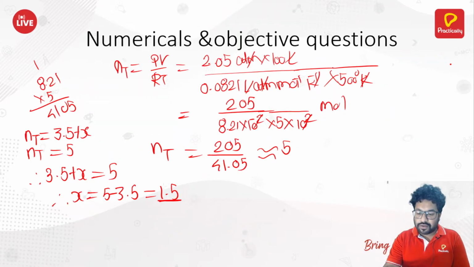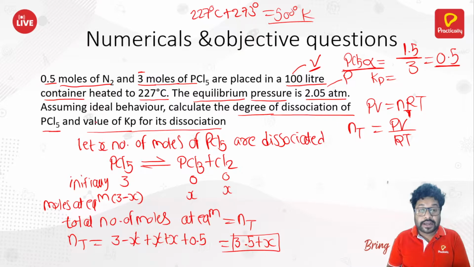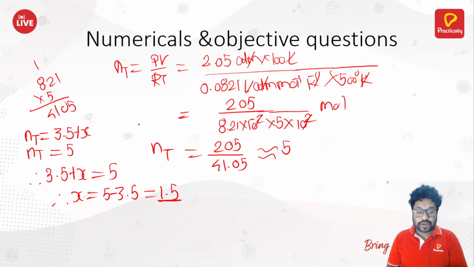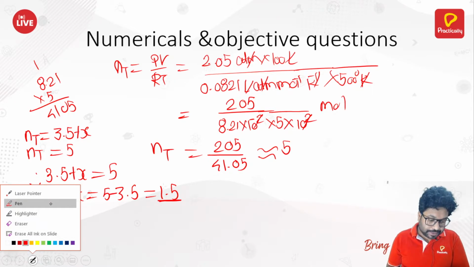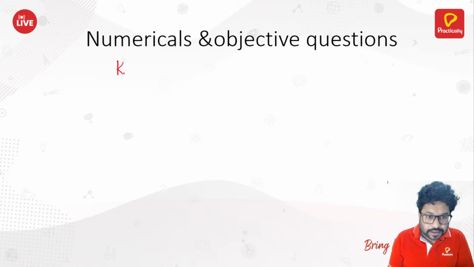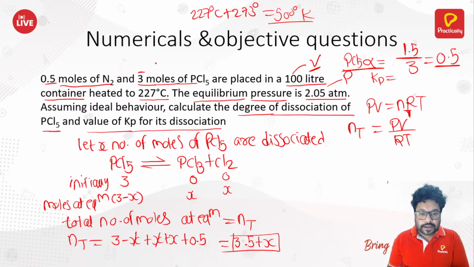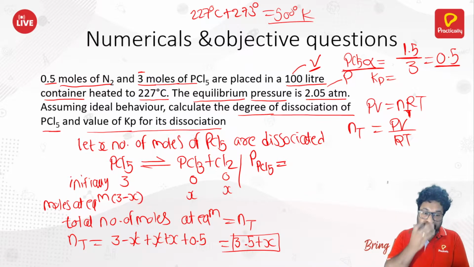Now that is for PCl5 alpha. Now what have they asked us to calculate? The Kp. Okay. Now to calculate the Kp, I need a little bit of space here, so I need to erase the space that we have here. So your Kp will be equal to what? Pressure of PCl3, pressure of Cl2, and pressure of PCl5. Now as far as partial pressure is concerned, suppose I ask you to calculate the partial pressure of PCl5, it will be equal to what?